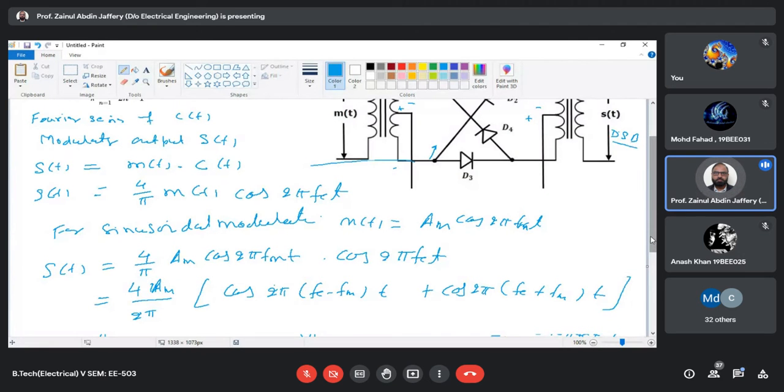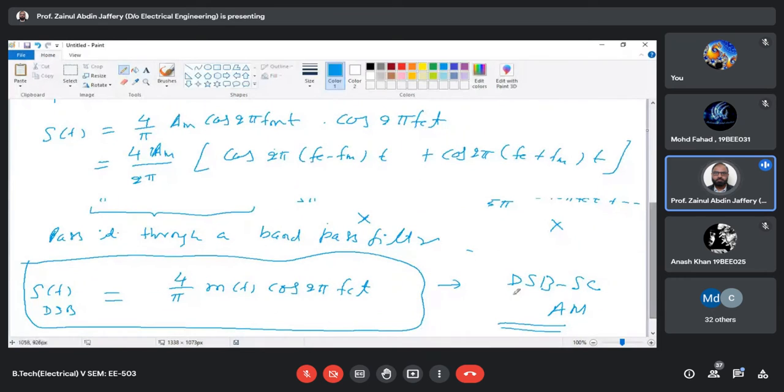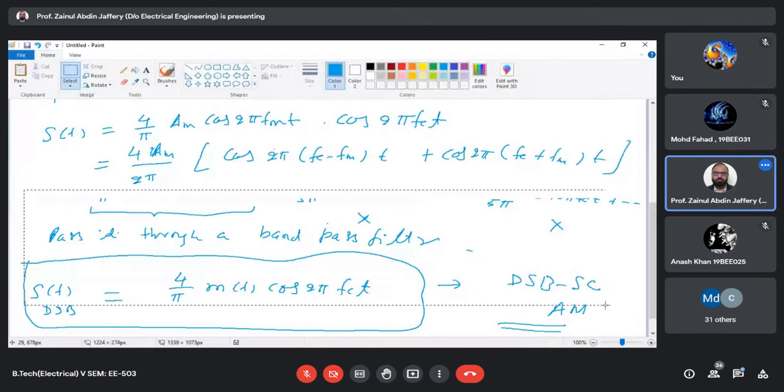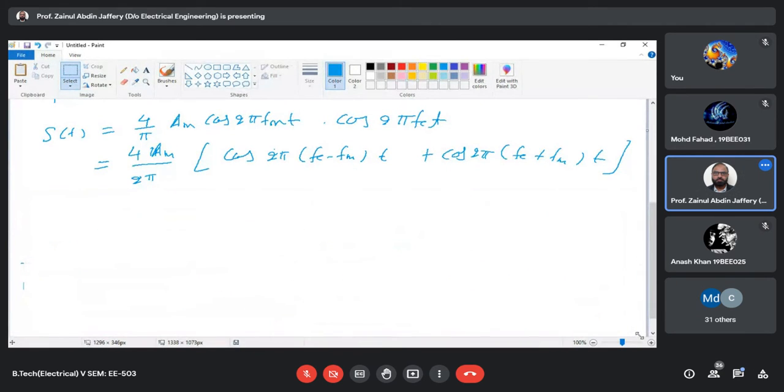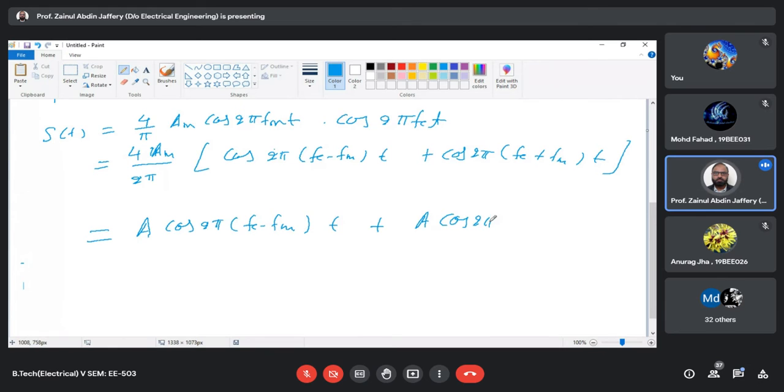सो अगर ये सारे कांस्टेंट को हम मिला के एक सिंपल कांस्टेंट बना दें, so then this will get, इस सबको एक कांस्टेंट होगा तो तुम ये कर सकते हो कि एक कांस्टेंट A, ठीक है ना, cos 2 pi fc minus fmt plus A cos 2 pi fc plus fmt, right?